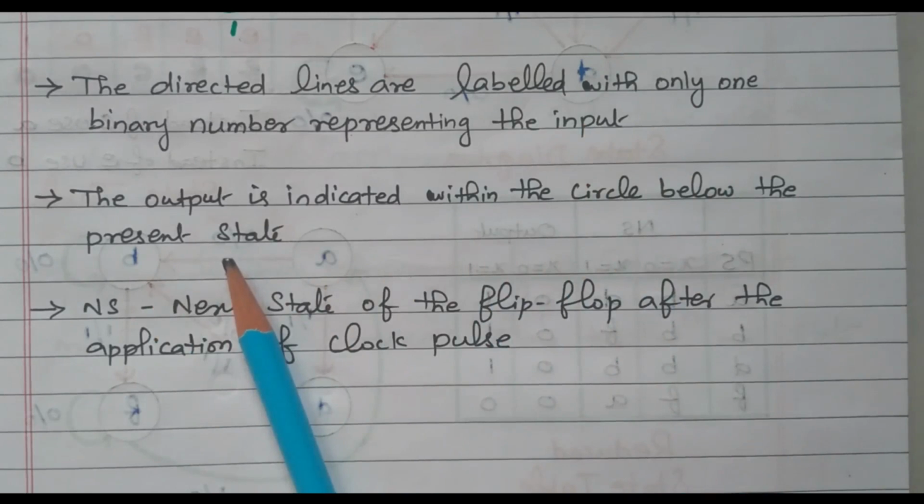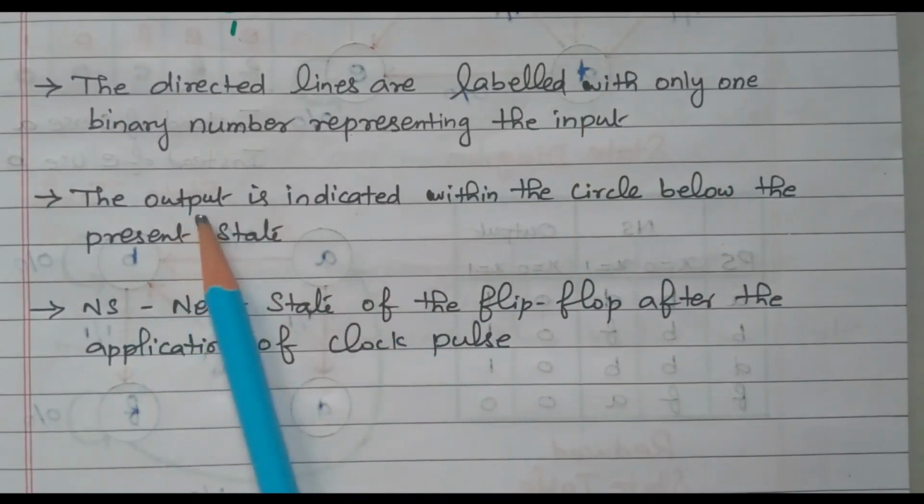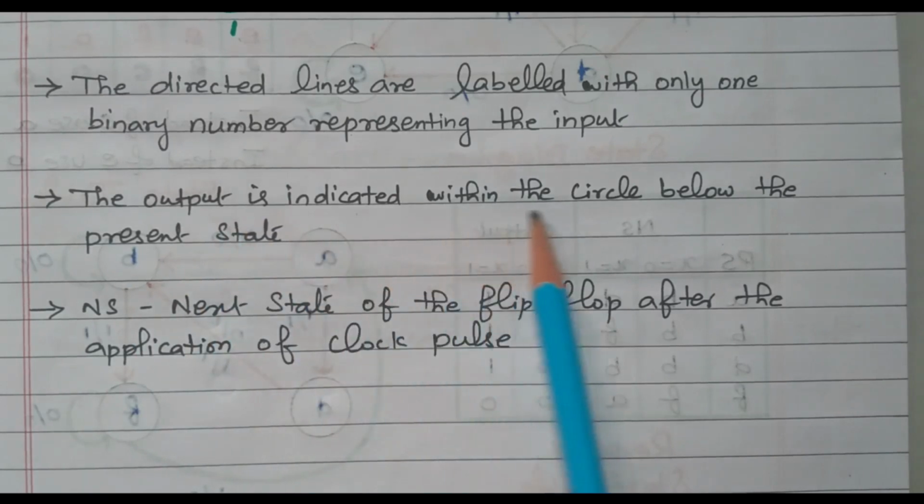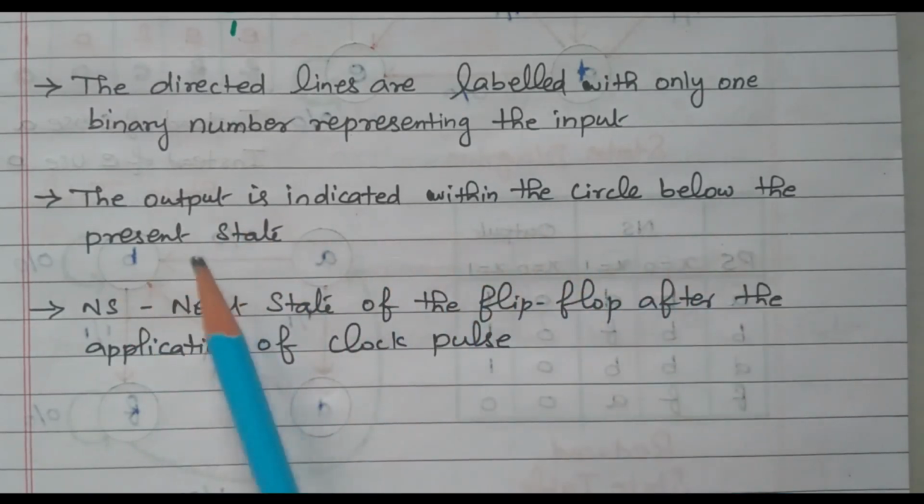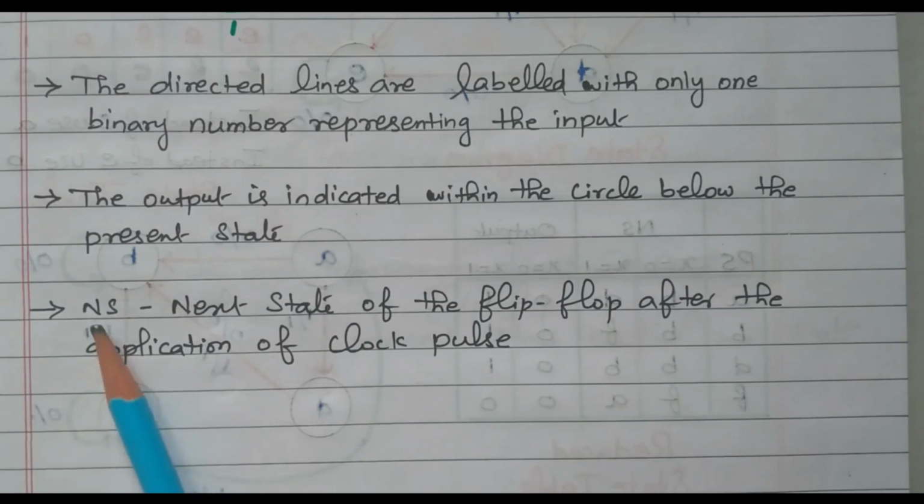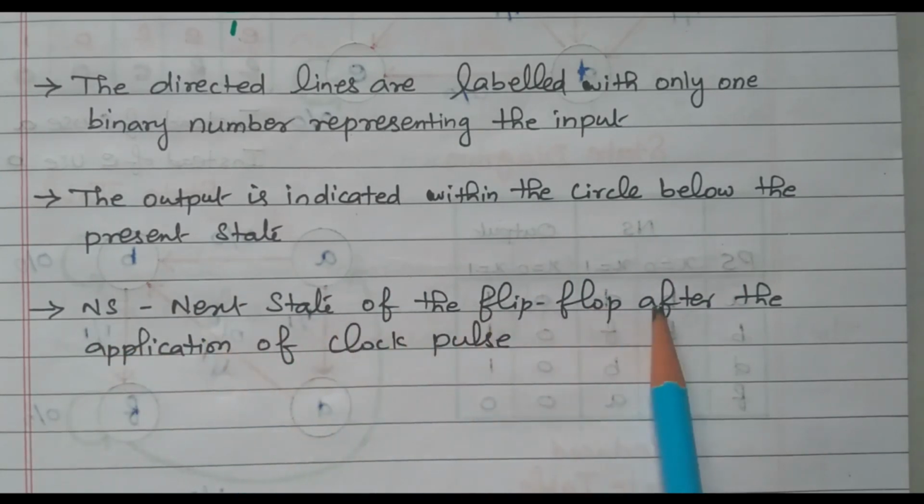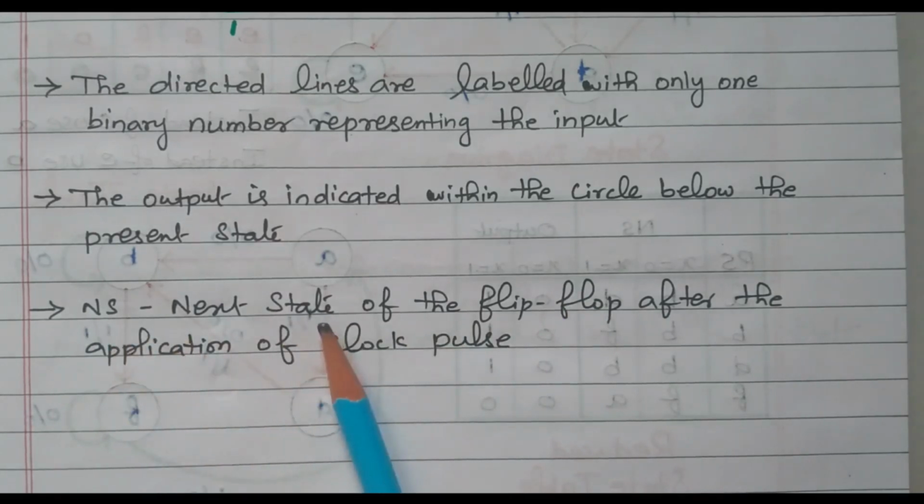There are 4 present states A, B, C, D. Below that one binary number is available. That is nothing but the output. Output is indicated within the circle below the present state, right? The NS is nothing but the next state of the flip flop after the application of the clock pulse, right? We have the present state and the next state, NS means next state, right? So in this video we discussed the state diagram and state table of the Mealy circuit.